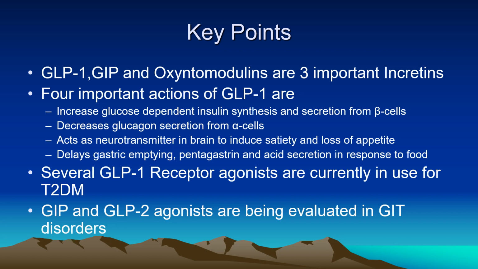And several agonists have been developed for the treatment of type 2 diabetes, and some of them are also developed for the treatment of obesity even without diabetes. GIP and GLP-2 agonists are being evaluated for GIT disorders.